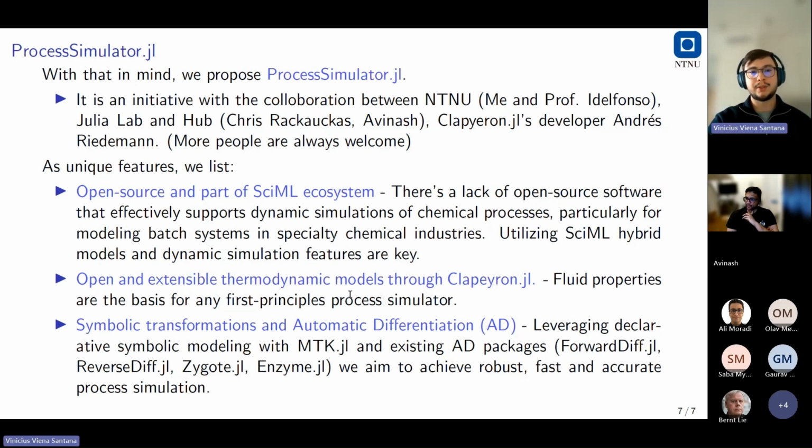The fact is fluid properties are the base for any first principle process simulator, and we believe that Clapeyron.jl does this job very well. And also symbolic transformations and automatic differentiation. We can leverage the capabilities of ModelingToolkit with declarative symbolic modeling and the existing automatic differentiation packages available in Julia, like ForwardDiff, Zygote, Enzyme, and ReverseDiff, for instance. With this, we aim to achieve robust, fast, and accurate process simulation.